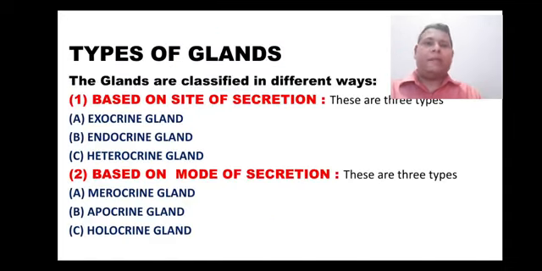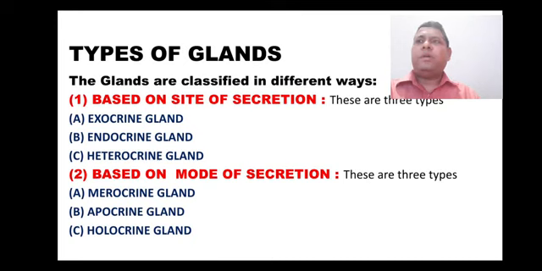Types of glands. Actually, the glands are classified into different types. 1. Based on site of secretion, these are 3 types. Exocrine glands, glands with ducts. The secretions of these glands are carried by ducts to particular organs for metabolic activities. Examples: salivary glands, liver, etc.